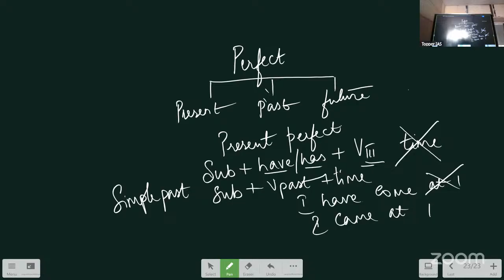Singular word. What should we use? Have or has? Has. He has. It has. But I, even though it's singular, does not follow the rule. You don't say I has, you say I have. I is an exception. This rule does not apply to I. I follows a separate rule. Clear all of it? Understood the difference between present perfect and simple past? Simple past with time, present perfect without time.